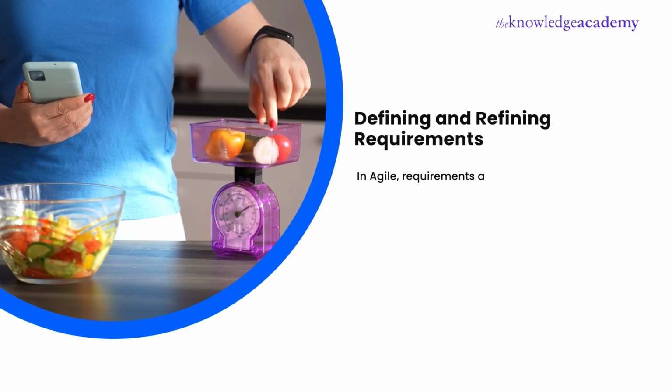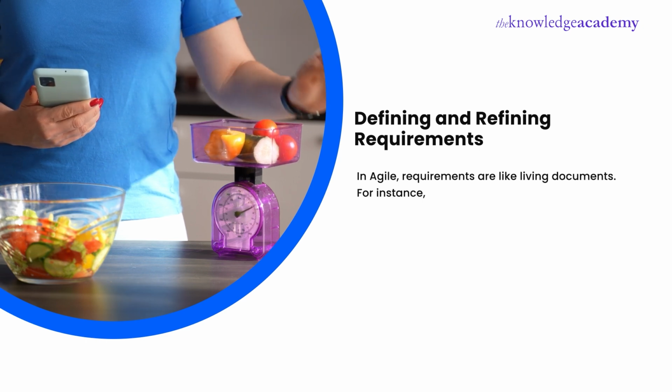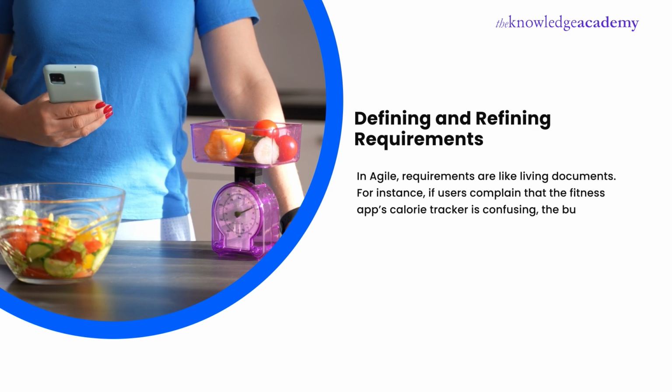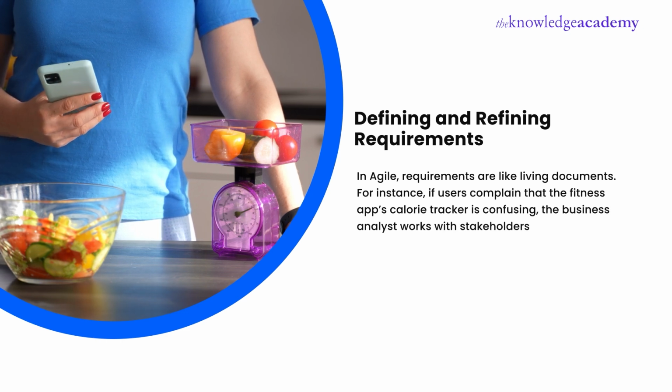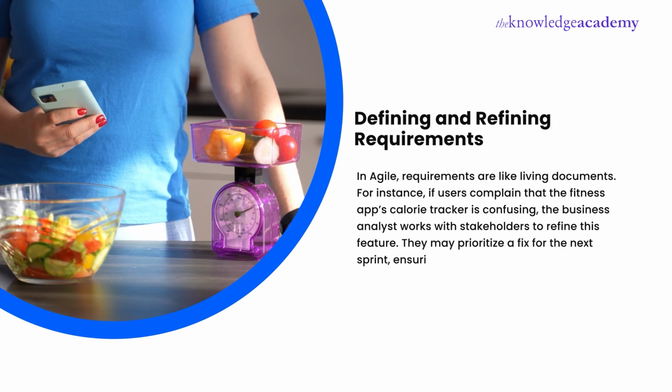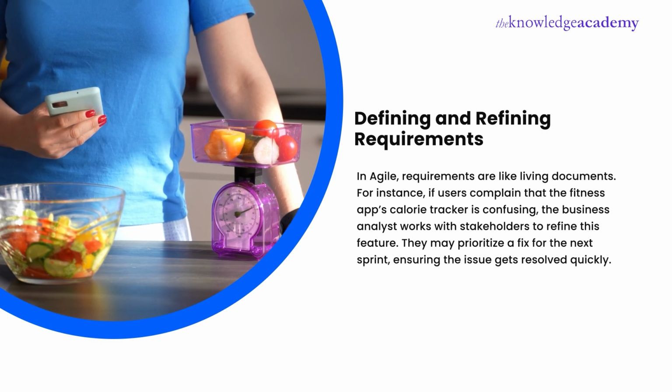Defining and refining requirements. In Agile, requirements are like living documents. For instance, if users complain that the fitness app's calorie tracker is confusing, the business analyst works with stakeholders to refine this feature. They may prioritize a fix for the next sprint, ensuring the issue gets resolved quickly.